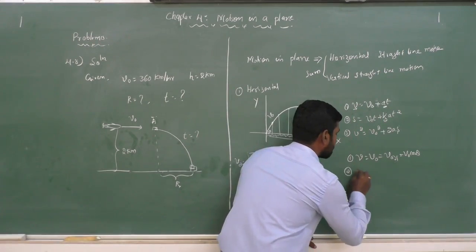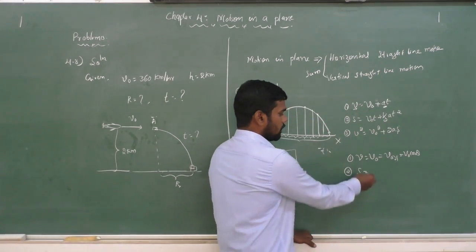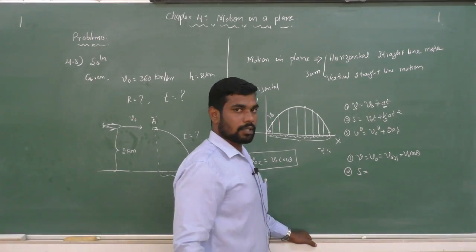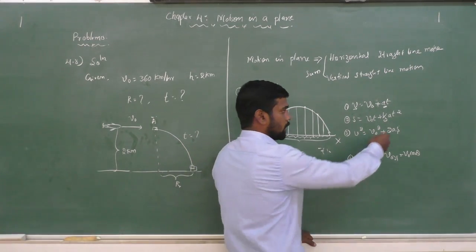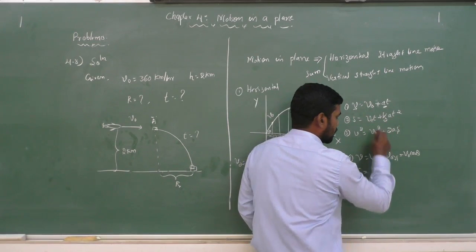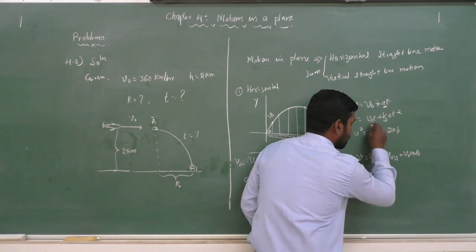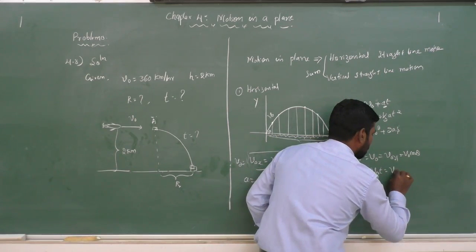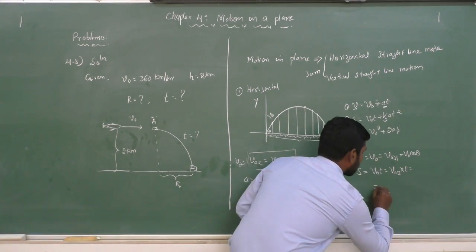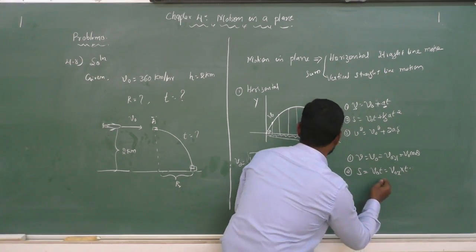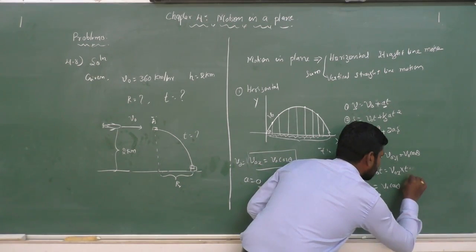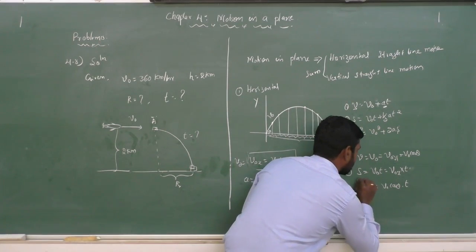Now the next one is your s value. What is that s value? It is the distance traveled by the object in time t. Here also the a term will become 0. Here v0 t will be Vox into t. What is Vox? v0 cos theta into t. This is the s value.